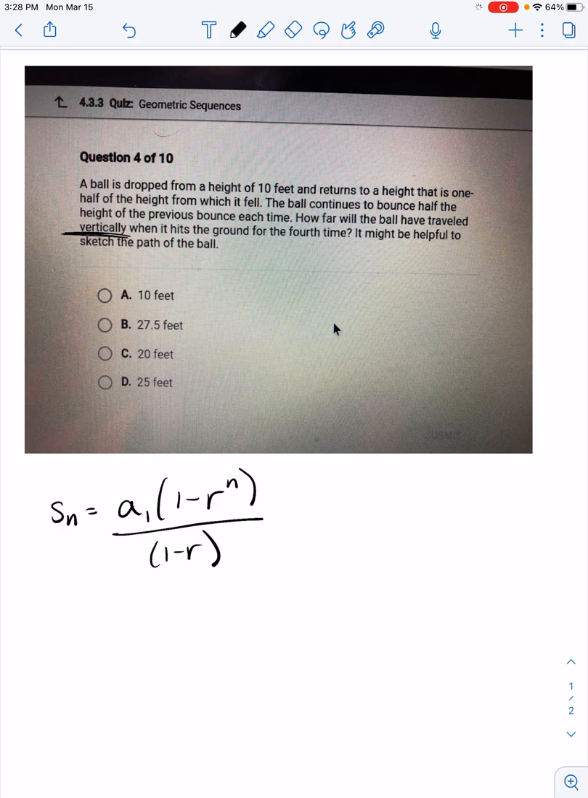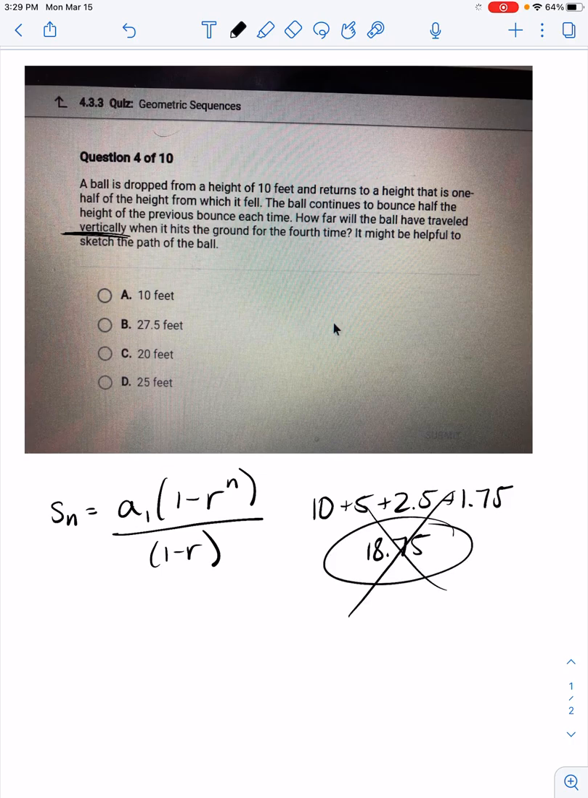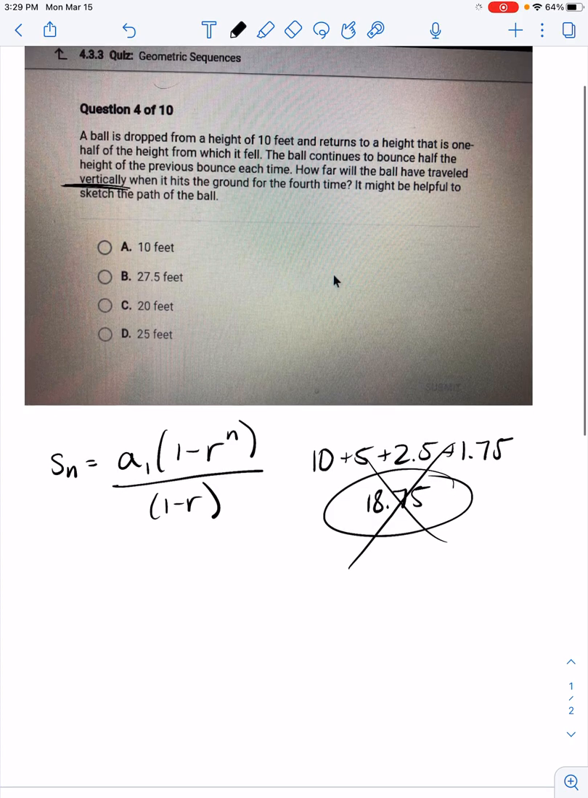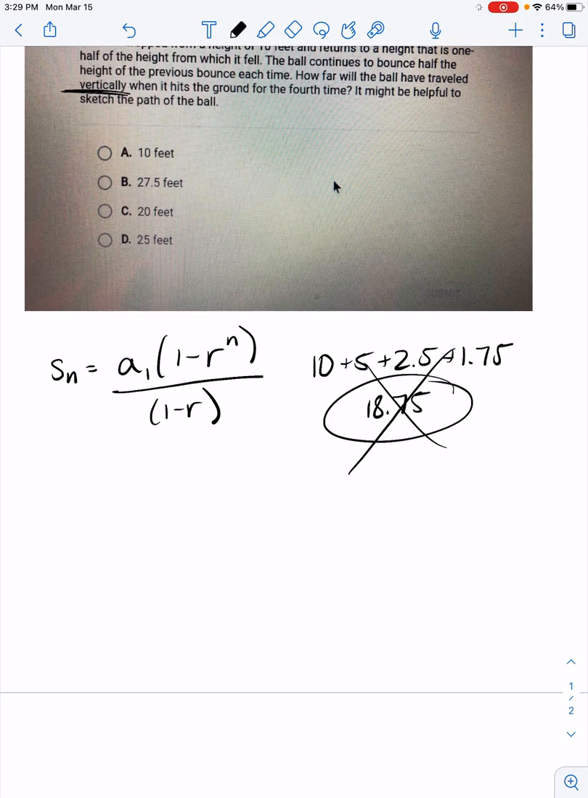So this partial sum takes into account the height of each individual bounce. So it'll say initially it was 10 feet, and then half of that would be 5 feet, and then the next time it bounces it returns to a height of 2.5 feet. So it takes half of those each time and it adds them all together. So it would essentially have 10 plus 5 plus 2.5 plus half of that would be 1.75, which is where you're getting the 18.75, okay? Now, the reason that's incorrect is because in application, this actually looks a little bit different.